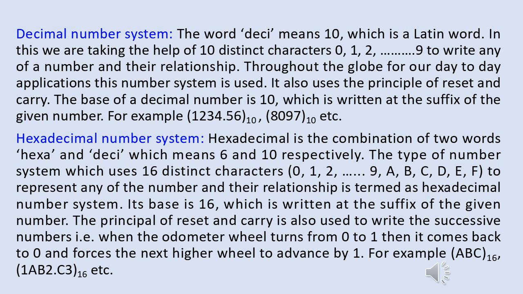The principle of reset and carry is also used to write the successive numbers. That is, when the odometer wheel turns from F to 0, it becomes 0 and forces the next higher wheel to advance by 1. For example, capital A, B, C with suffix 16. Similarly, 1A, B2.C3 with suffix 16.